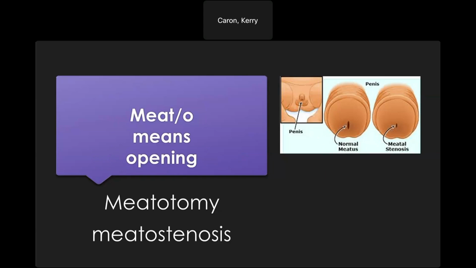Meato, if you remember from, I believe the special senses chapter, meato is a meatus, which is any opening. So there could be an auditory meatus, nasal meatus. In this case, we're talking about the urinary meatus is the opening. So meatotomy, that's a mouthful, is an incision in the meatus. Meatostenosis is narrowing of the meatus or the urinary meatus.